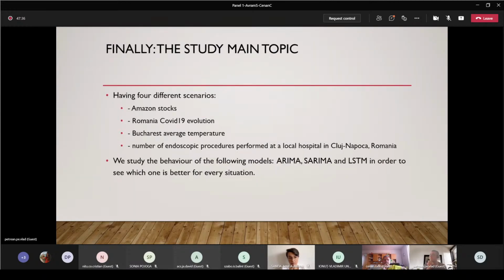So reaching the topic of this presentation, we have 4 different scenarios represented by 4 different data types. The first one is the Amazon stock evolution, the second the Romania COVID-19 evolution, then the Bucharest average temperature, and the number of hospitalizations for a local hospital in Cluj-Napoca. Based on these 4 data sets, we will train 3 models, namely ARIMA, SARIMA, and LSTM, and study their behavior to see which one is better for every situation.